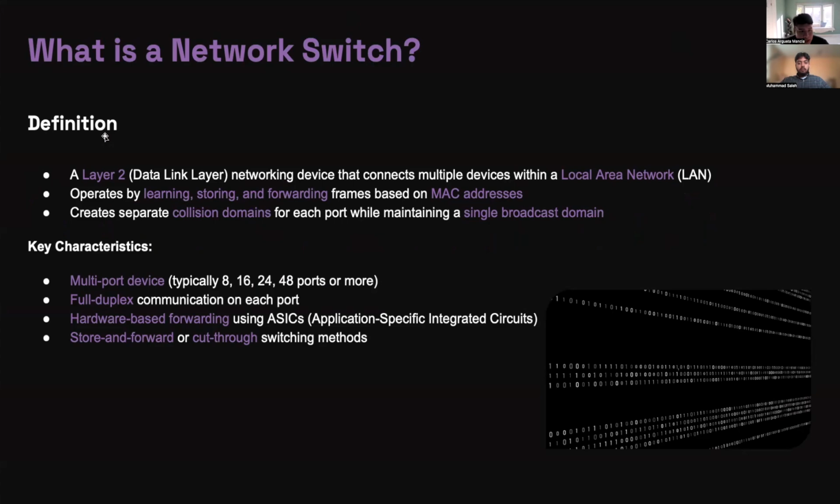It operates by learning, storing and forwarding frames based on MAC addresses, and it creates separate collision domains for each port while maintaining a single broadcast domain. Multiple port devices. So what this means is it's able to serve 24, 48, 16, depending on your switch size. In a traditional network, you'll see a switch serving your users, right? Your servers, your endpoints.